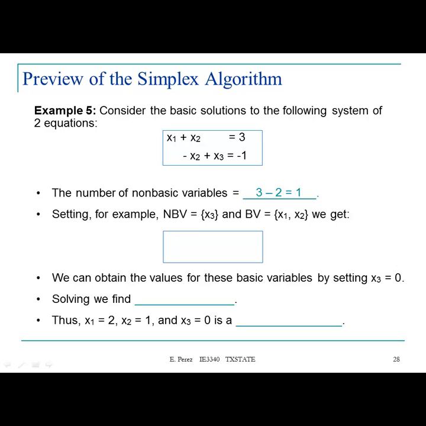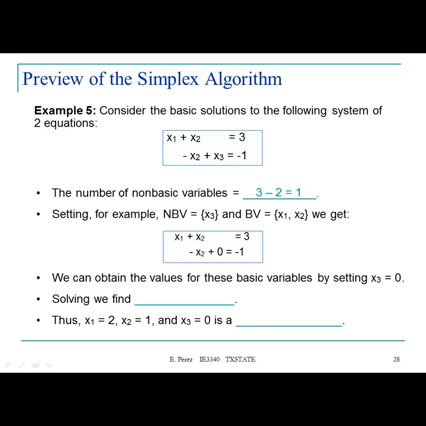So, for example, let's say we want to make x3 our non-basic variable, and the other 2 are going to be our basic variables. Then x1 plus x2 equals 3 because we are making x3 equal to 0, and we're going to have negative x2 equals minus 1. That's a simple example that you can solve easily. So x2 is going to be equal to 1 from this second equation. And if you make x2 equal to 1, then you can solve for x1, which is going to be equal to 2.